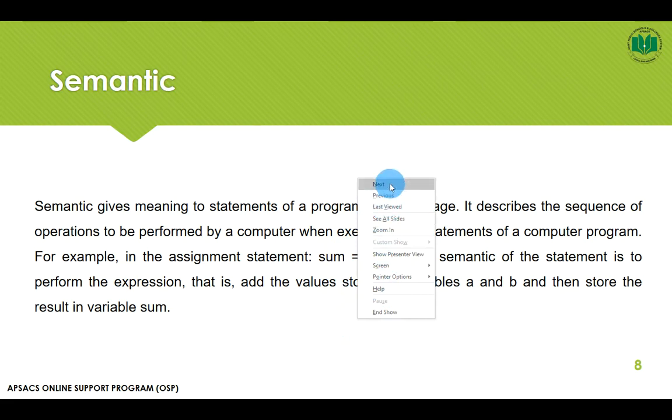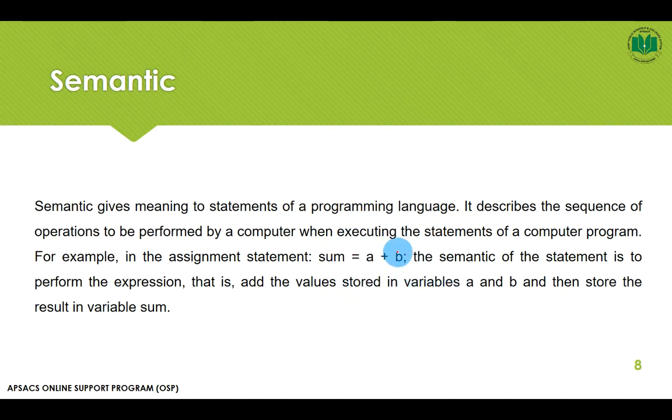This is a simple syntax which will show that, for example, if I assign a is equal to 6 and b is equal to 7, when this statement occurs, a is equal to 6 and b is equal to 7, this will produce 13, which will be assigned to this variable. So this is actually the syntax of a program.